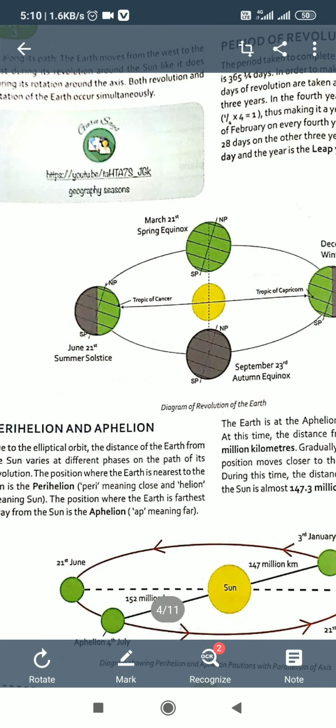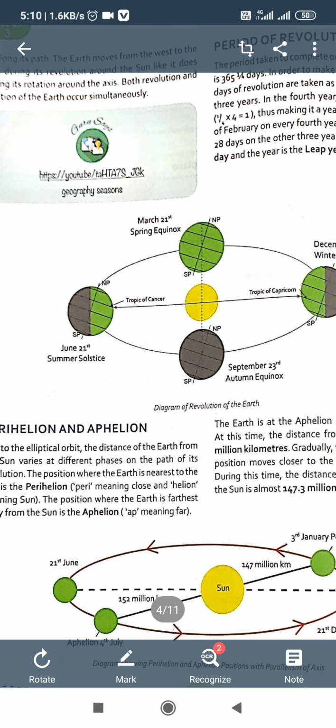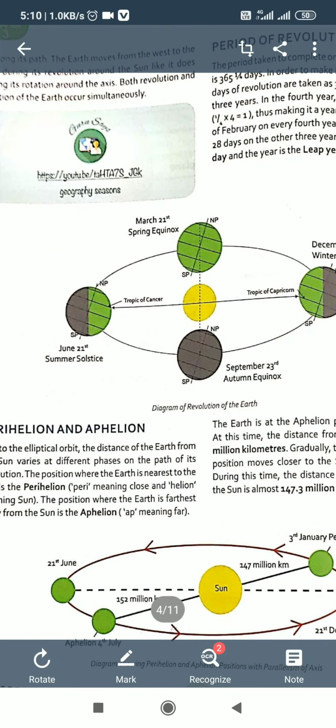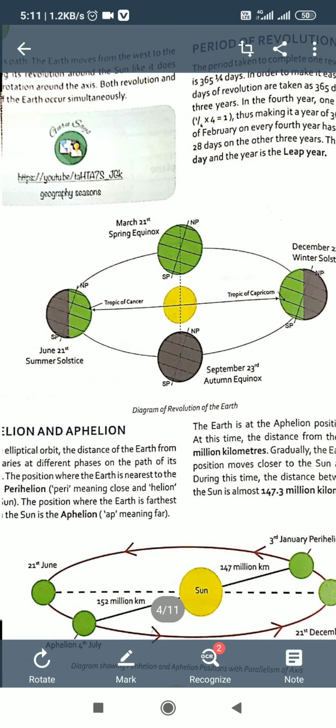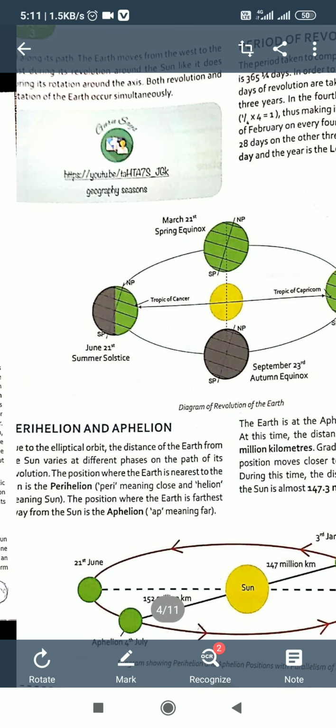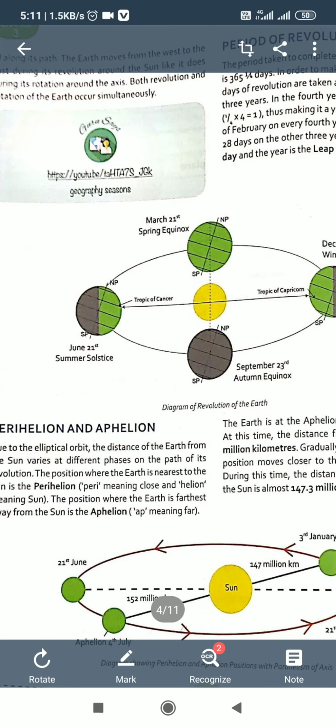Now, students, I am going to tell you about March spring equinox, June 21st summer solstice, September 23rd autumn equinox, and December 22 winter solstice. Before that, I am going to tell you about perihelion and aphelion.